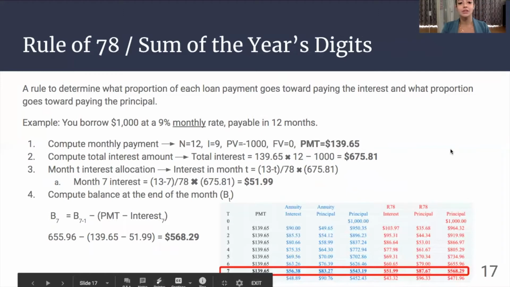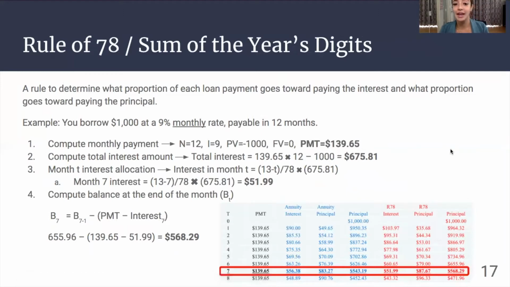So this is a little bit more about the rule of 78, which is also called the sum of the year's digits. It's a rule that determines what proportion of each loan payment goes towards paying interest and what proportion goes toward paying the principal. In this example, you borrow $1,000 at a 9% monthly rate, not an annual rate, a 9% monthly rate, and it is payable in 12 months.